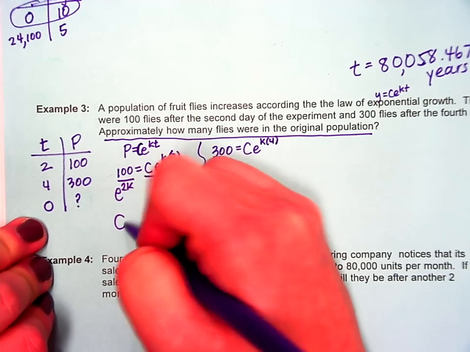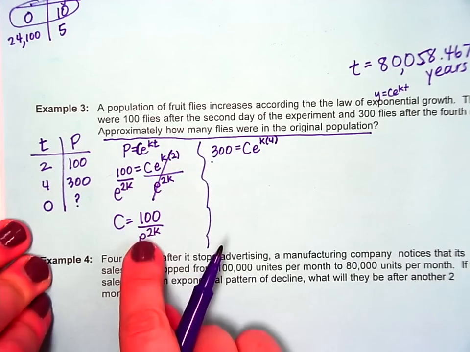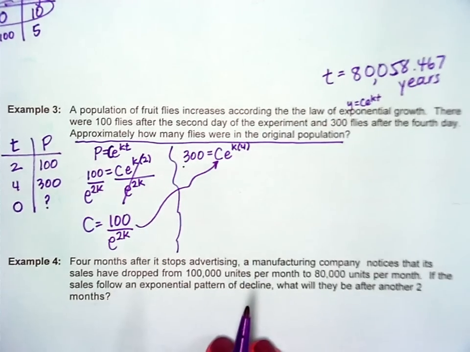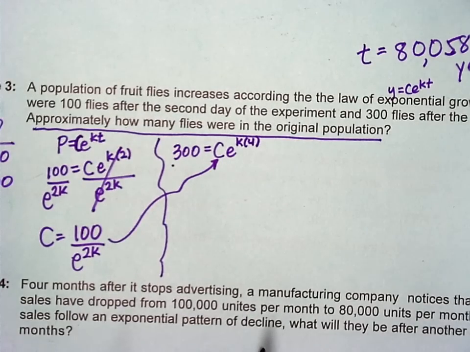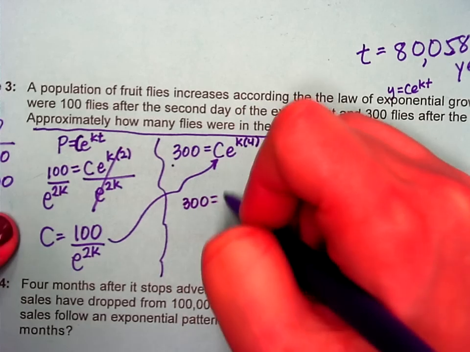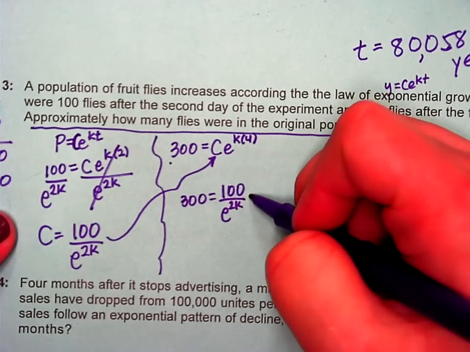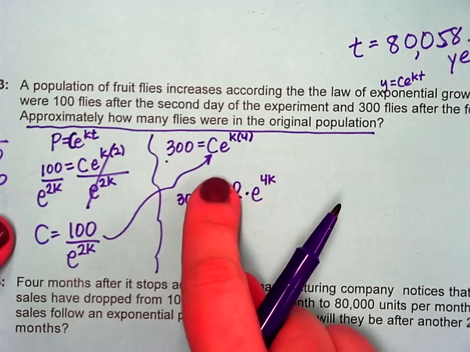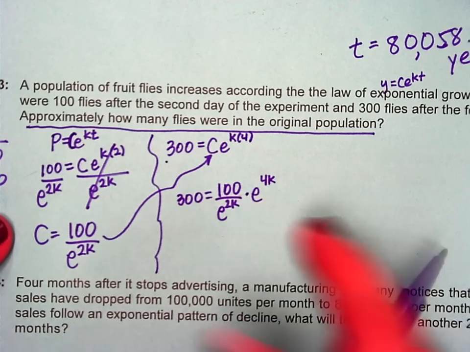So I have this statement about what C is worth in terms of k. I'm going to drop that up in here for this variable C, and then solve for k from there. So I'm going to put this in here. 300 equals 100 over e to the 2k. That's a straight up substitution for C. And then e to the 4k, like this. Now I have one equation with the variable k in it.